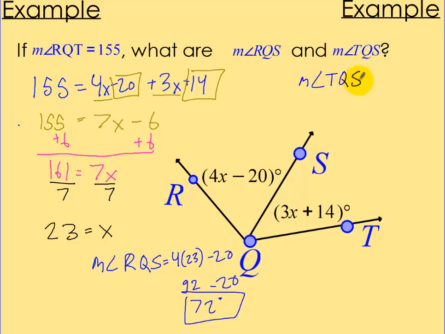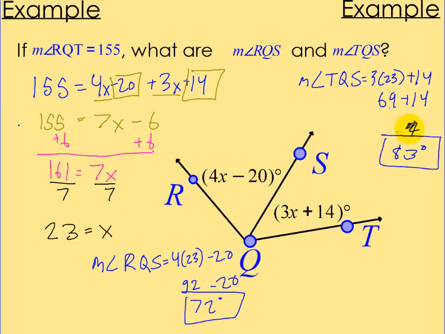Measure of angle TQS. So that's going to be 3 times x, so 3 times 23, plus 14. 3 times 23 is going to be 69 plus 14. That's 83 degrees. So that's my answer. 83. That's it.